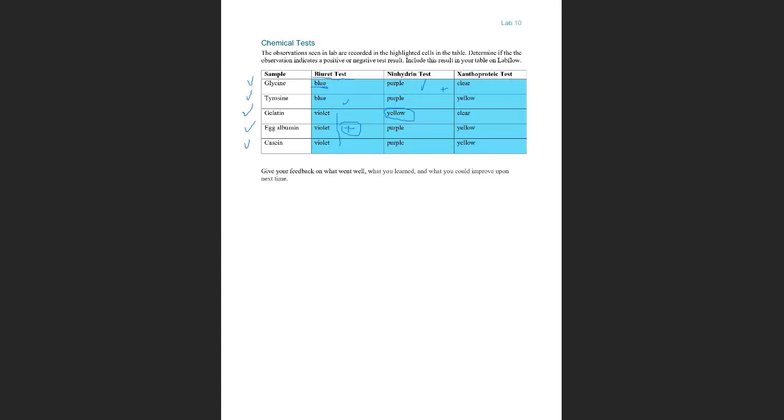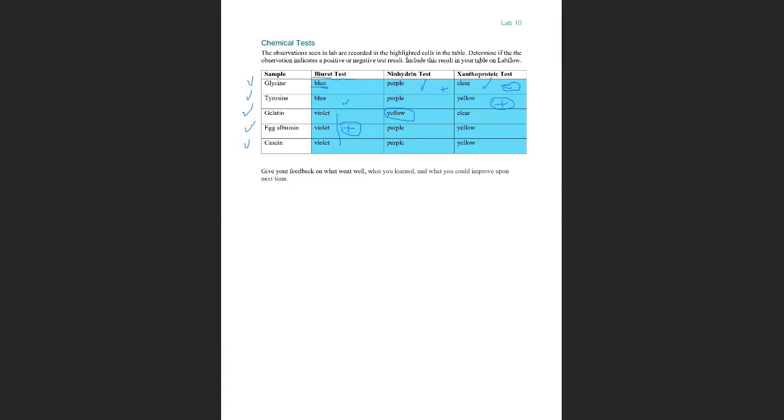And how about the last test? What does it mean, clear? Clear is a negative test. What are we testing? This test detects amino acids with aromatic rings. Clear means no reaction, negative. If we have an aromatic ring, it's a positive reaction, and we see a yellow color. And that indicates the presence of an aromatic ring in the amino acid.